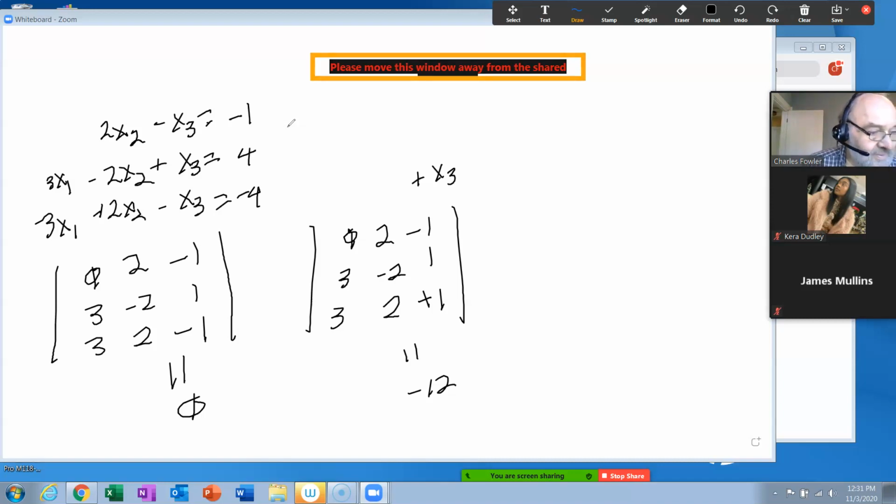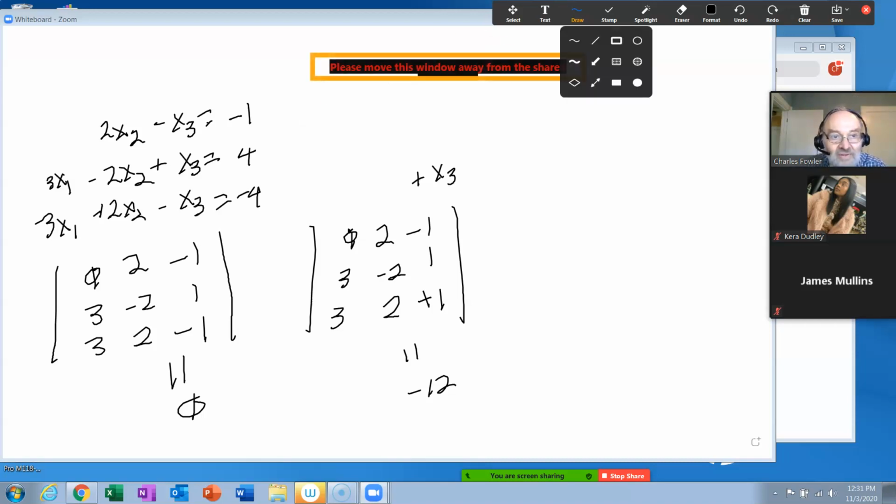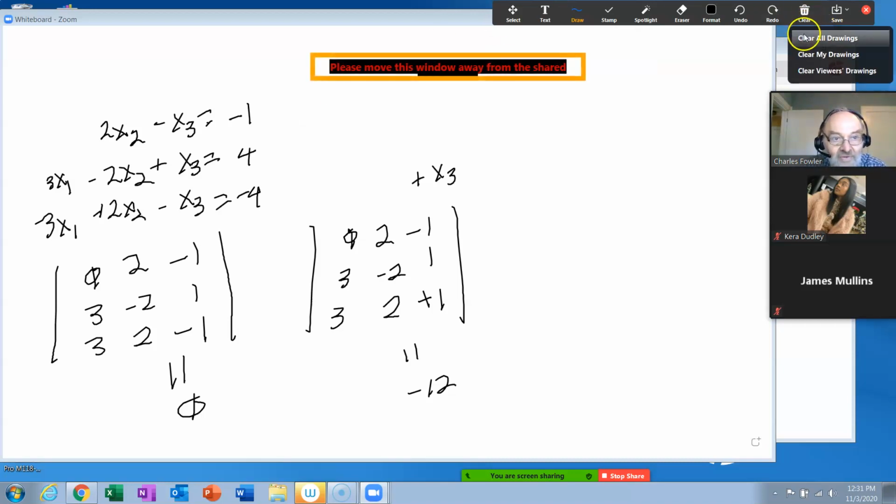The final topic or subject or whatever you want to say in this section is determinants of a transpose of a matrix. So let's clear the drawing here.